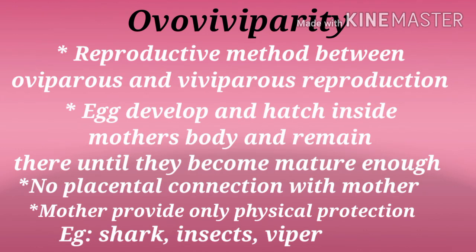The next type is ovoviviparity. It is a combination of both oviparous and viviparous reproduction. Here the egg is developed inside the female body and hatching also happens inside the female body. After hatching, the young start to grow inside the mother's body until they mature. Then later they are born, and there is no placental connection between the mother and the baby. That is a peculiarity of the ovoviviparous type of reproduction, and this type is shown by certain snakes like vipers, certain sharks and also certain insects. That is all about the fertilization event.